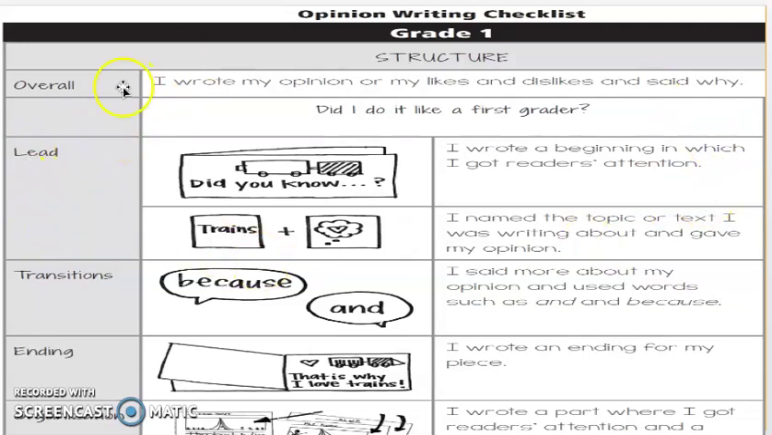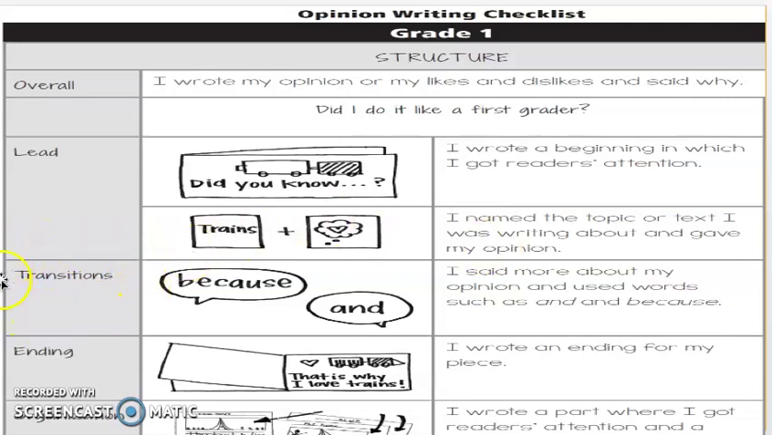So over here, this is our lead. So our lead is our introduction. So we want to make sure we write a beginning in which you grab the reader's attention. This can start with a fun question or a fun fact. And then right after you do that, you want to make sure you're naming the topic or text that you have been writing about and you're giving your opinion. So this is where you will say, I like or I dislike.